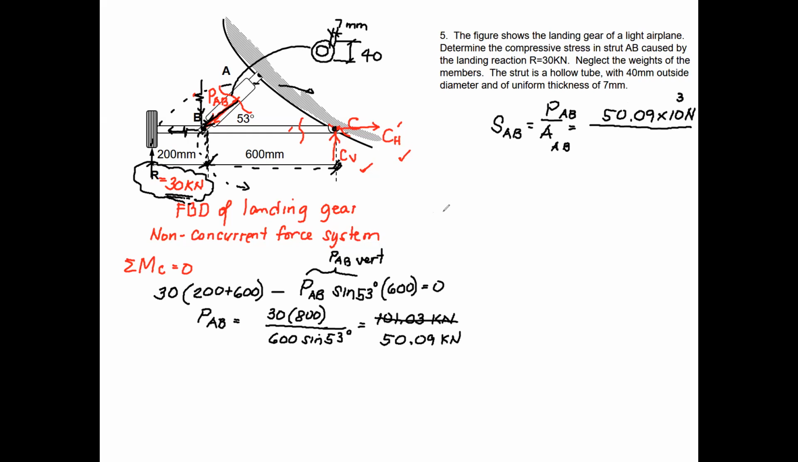Okay, so now I need you to solve for the area of AB. Ursuliano, continue. It's supposed to be a hollow figure na 40 ang outer diameter. How do you solve for the area, Ursuliano? 40 daw to, and we have a uniform thickness na 7 mm. Can you solve for the area?